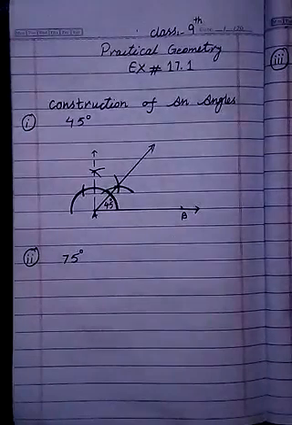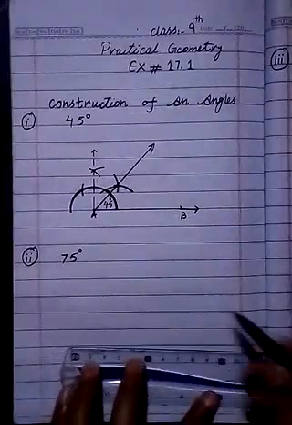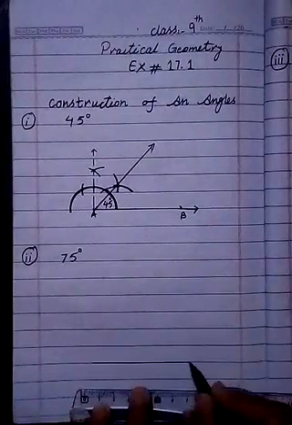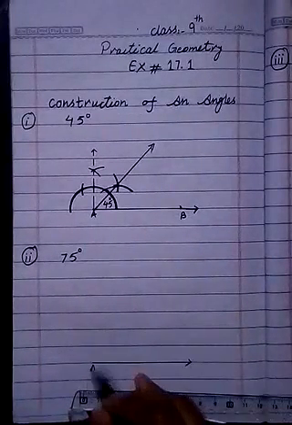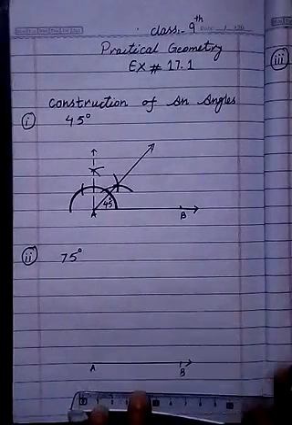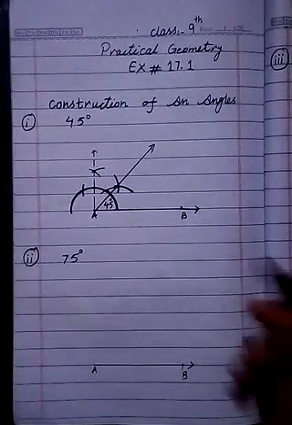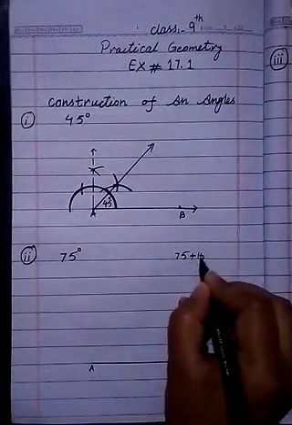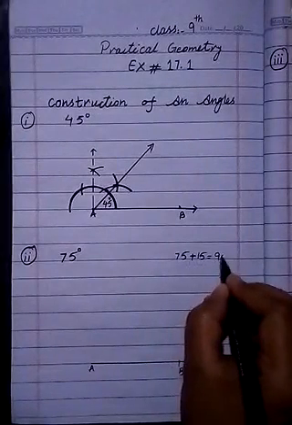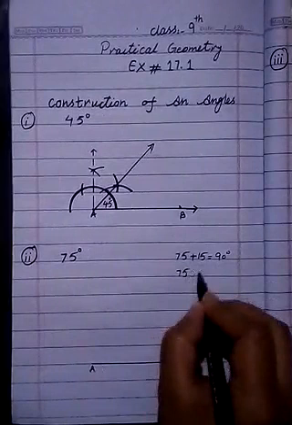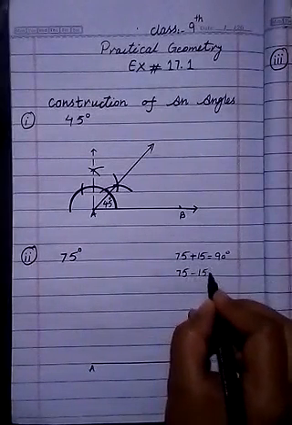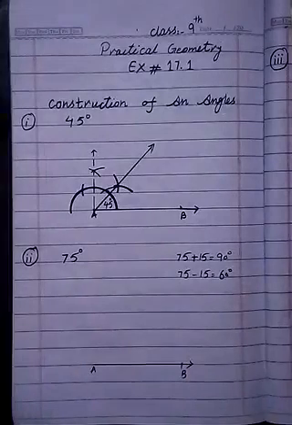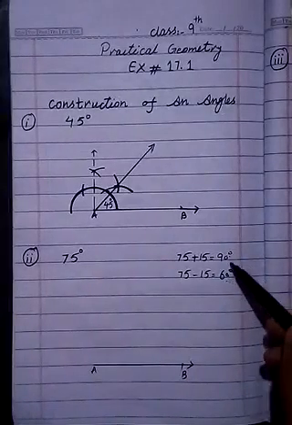So you have to draw a ray here. Now ray A and B. So 75, remember one thing. Okay, 75, you can add 15 to 75, it becomes 90 degrees. Now you can subtract 15 from 75 degrees, it becomes 60 degrees. It means you can draw the 75 degree angle with the help of 90 and 60 degrees.